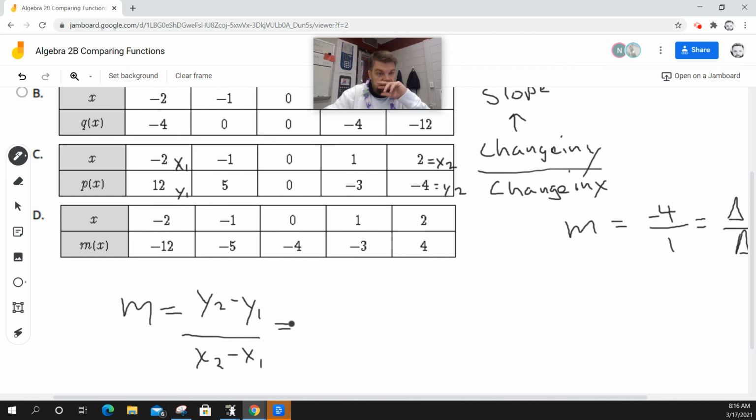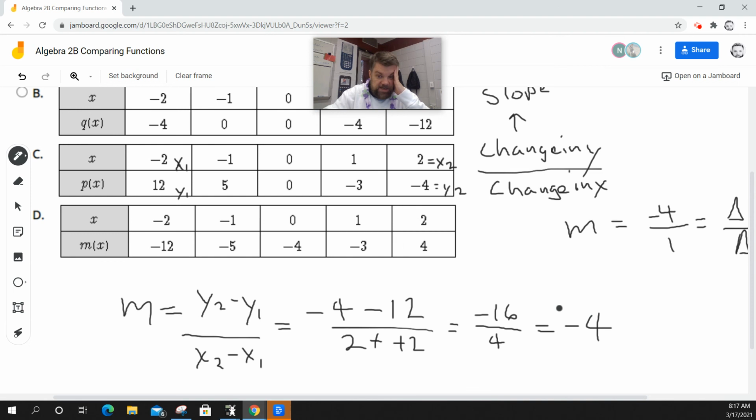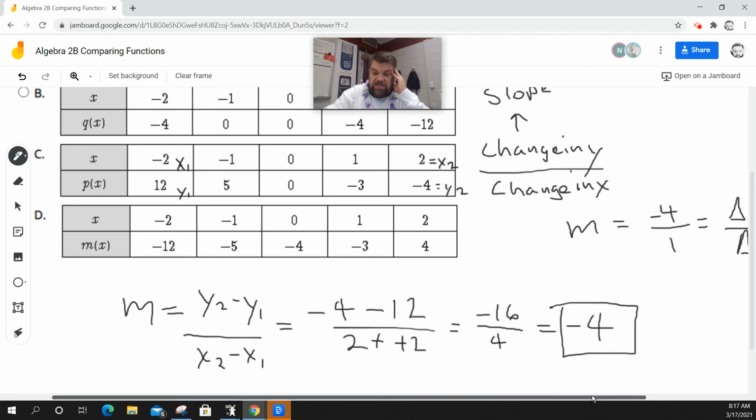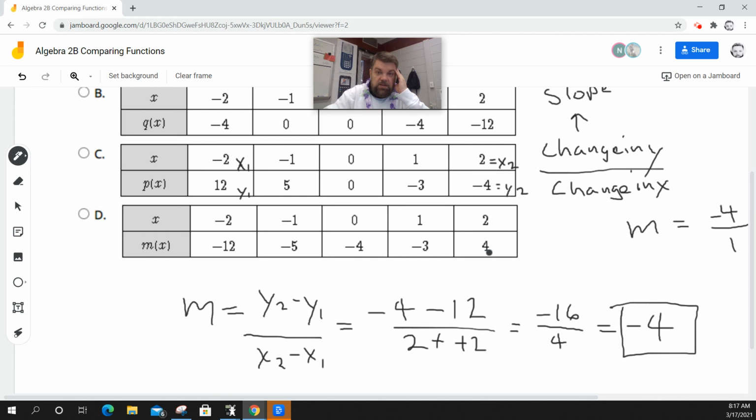So this one, y sub 2 is negative 4, okay, minus y sub 1, which is 12, okay, and then 2 minus -2. So you get negative 16 over, this becomes a positive 2. When you minus a minus, it becomes a plus, over 4, which is negative 4. So I kind of did that in my head. Now, for time's sake, I would do that process to all of these until I got the right answer. It's just Mr. Adams kind of looked at that and did it in my head, and I thought that was it.